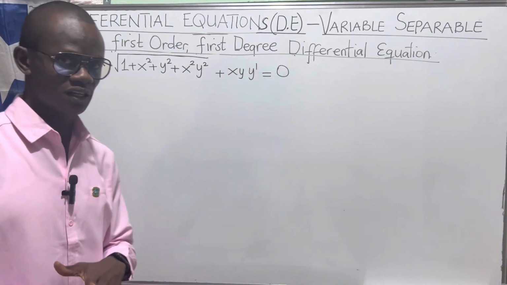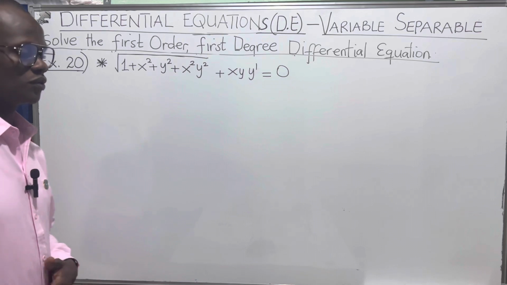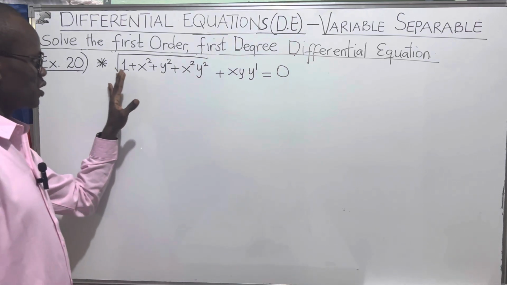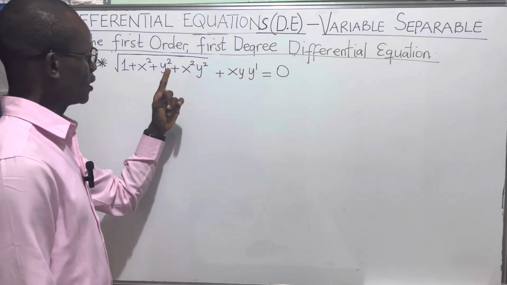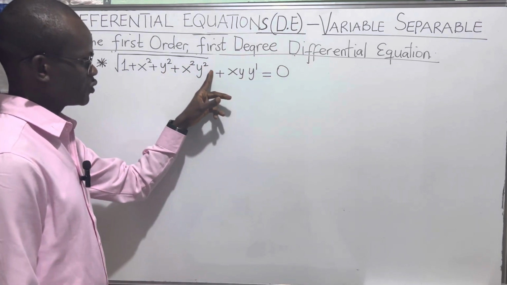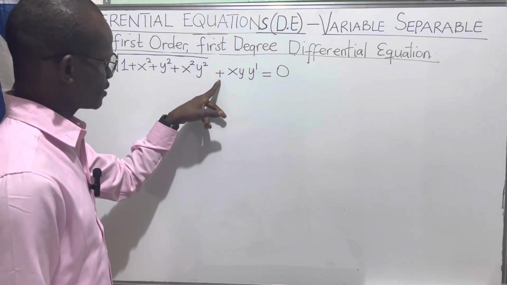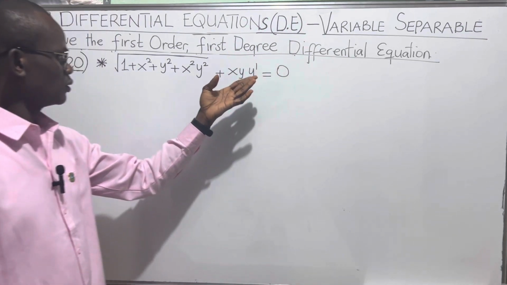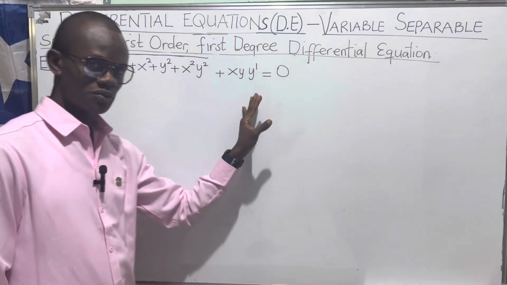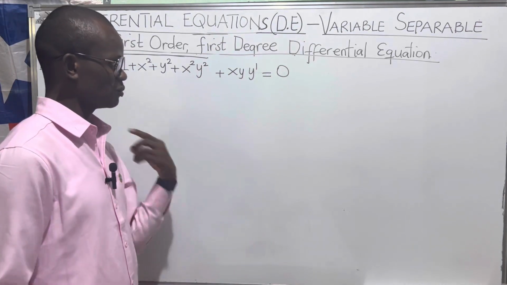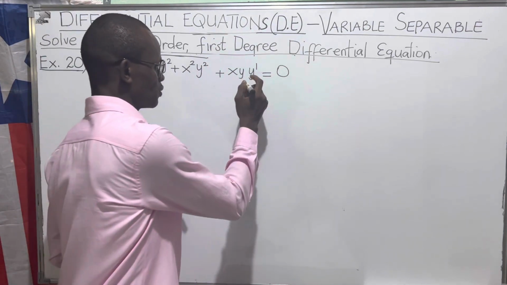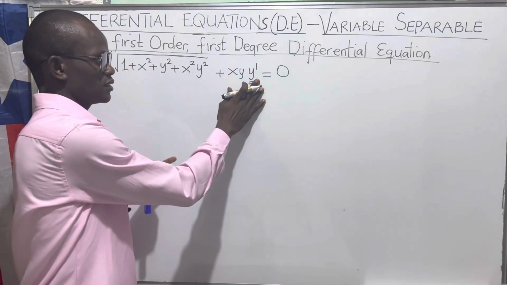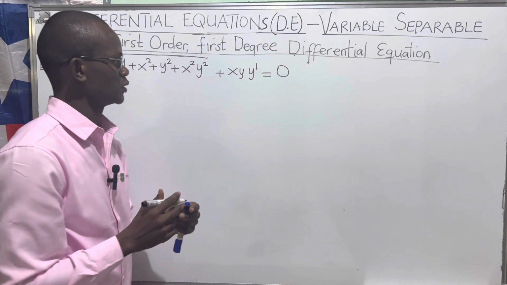It's not difficult. It's very, very easy, but you just have to pay keen attention. Now we have the square root of 1 plus x squared plus y squared plus x squared y squared plus x y prime equals 0. So we have this to be a differential equation. We know that this is a differential equation because of this y prime. If there was no y prime here, it means that this is not a differential equation.